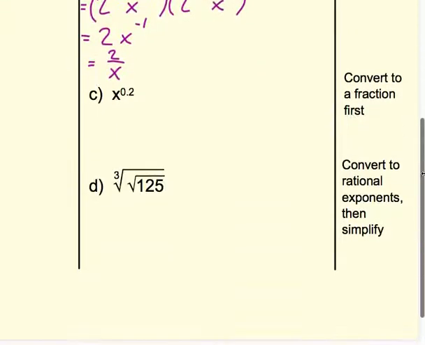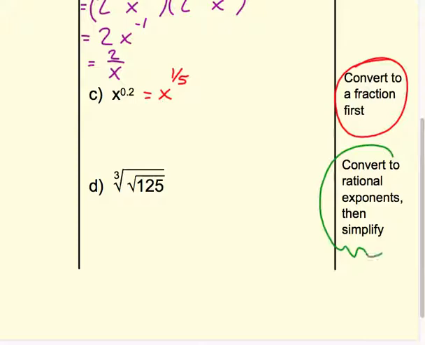Part C, I gave you a little hint over here. Convert to a fraction first. So we've got 2/10, which is 2/10, the fraction, or 1/5. Well, now it's simplified. And for part D, another hint, convert to rational exponents, and then simplify.